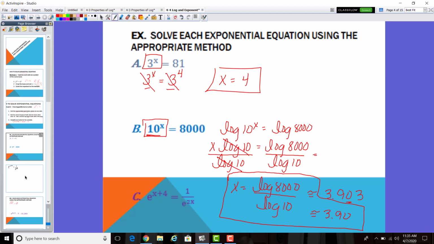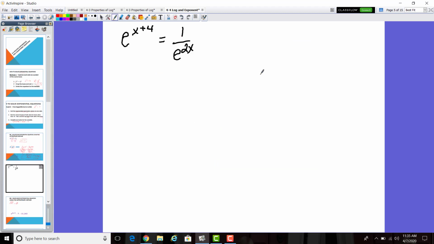Okay. Example C, I moved over to this page just so it's easier to show you the example. So on the left side, I have a base e to the x plus 4 power. On the right side, I also have a base e. However, my method 1 says both of my bases have to be in the numerator. This one's in the numerator, this one's in the denominator. What happens to exponents when we move an exponential term from its original spot in a fraction? Doesn't it always change the sign of the exponent?